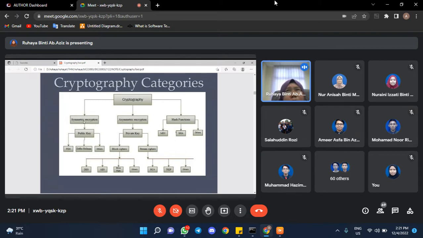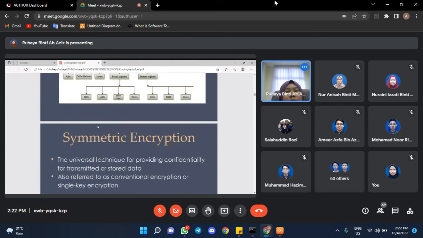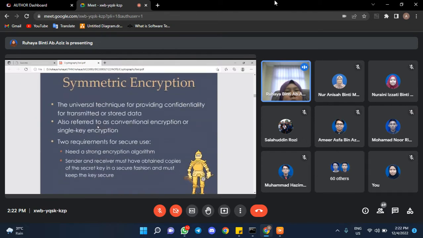Dia sebenarnya symmetric encryption is about a secret key. In symmetric encryption, we have one key only, one used to encrypt and the same one used to open. This one key is symmetric encryption. Asymmetric encryption has two keys. Dia ada public key and private key.